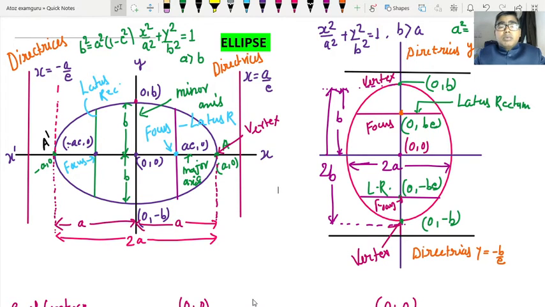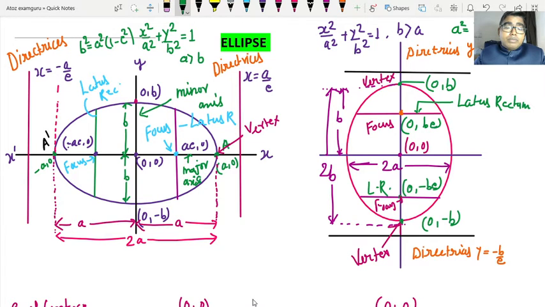Today we will discuss a very important topic of coordinate geometry, that is ellipse. So let us see in this case. There are two types of ellipse: one on the left hand side and another on the right hand side of this screen. So let us start with the left one.